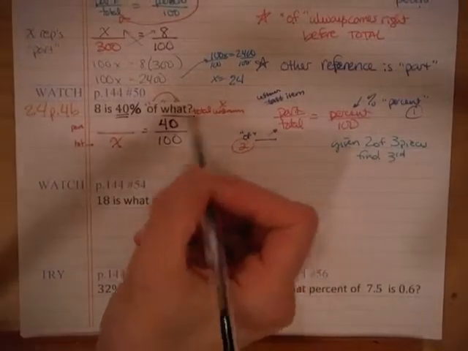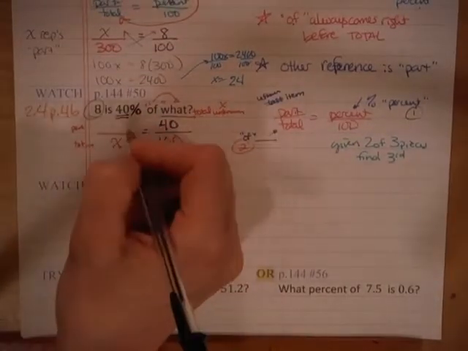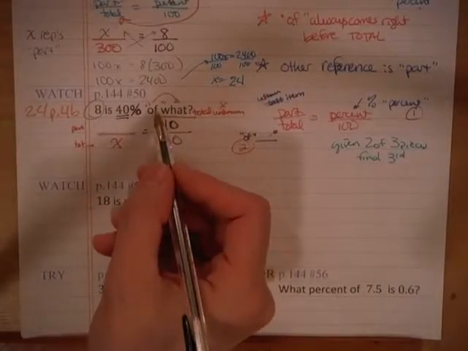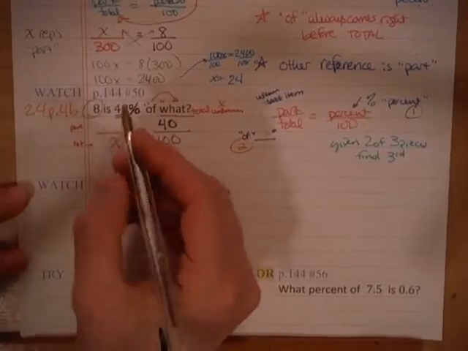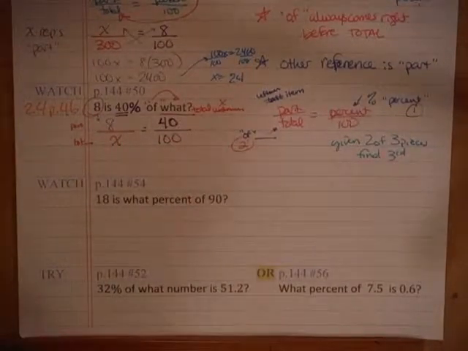Okay? The third piece, that third item, in this case it's 8. 8 is the one that we haven't attached a meaning to. Percent was attached to the 40. Of was attached to the what. 8 is what's kind of lingering out here by itself. That represents the part. So the leftover piece is our part.